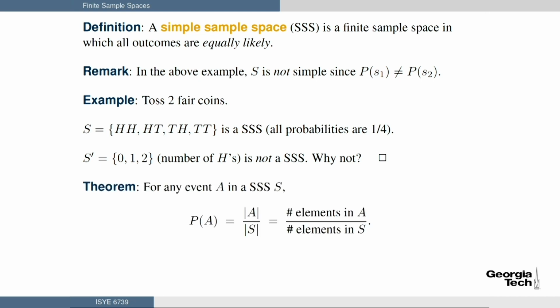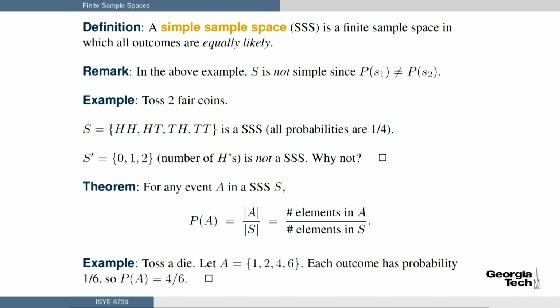Here's the main theorem why I like simple sample spaces so much. For any event A in a simple sample space S, wow, you don't see 4 S's in a row very often, but there you go. For any event A, the probability of A is merely the number of elements in A, the cardinality of A, divided by the number of elements in S. Really easy, and we'll illustrate now.